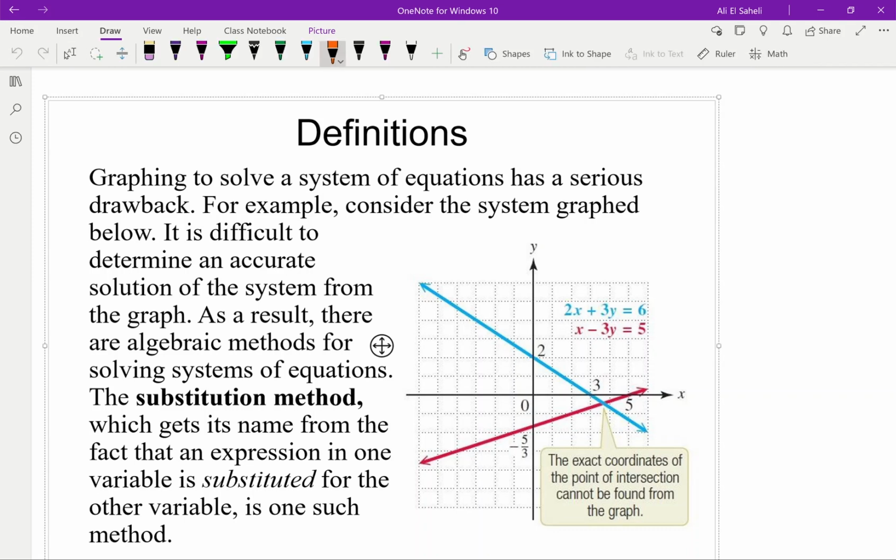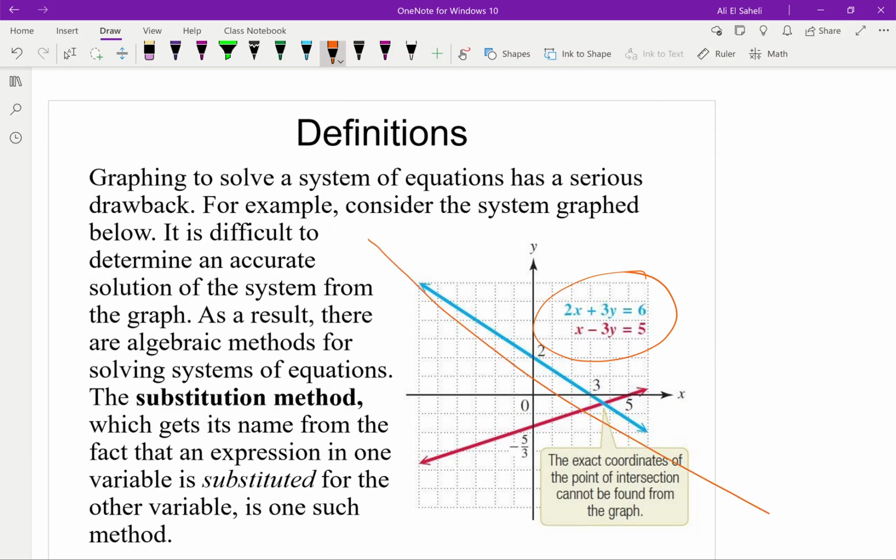For instance, if you want to solve this system, you graph the first equation, it's the blue one, graph the second equation, the red one. This is the intersection. It's difficult to read the x value. It's more than 3, less than 4, closer to 4 than 3, and so on. Similarly with the y value, it's somewhere between 0 and -1.